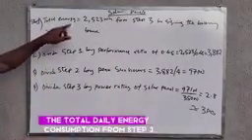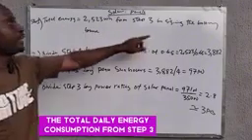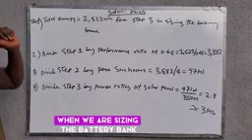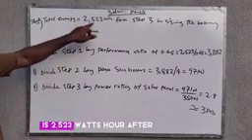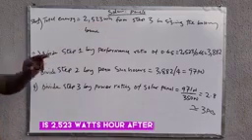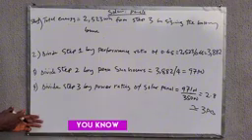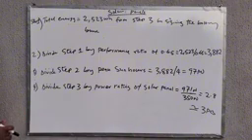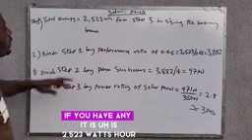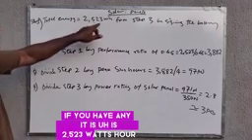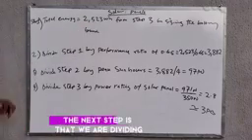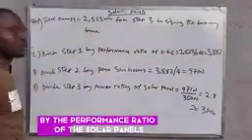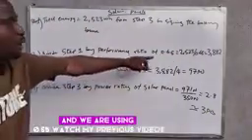Now, the total daily energy consumption from step 3 in sizing the battery bank is 2,523 watt hour, after dividing by the inverter efficiency and adding all the DC loads, if you have any. The next step is that we are dividing this value by the performance ratio of the solar panels, and we are using 0.65.